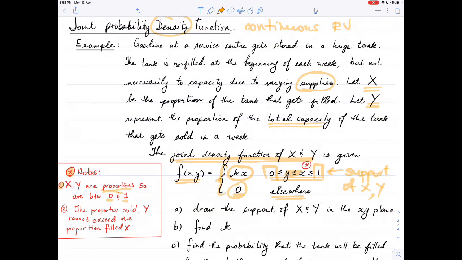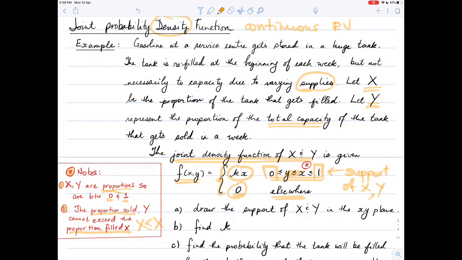Why is y less than or equal to x? Well, y, we'll remember, is the proportion sold, the proportion of the entire capacity sold. It can't exceed the proportion that was filled. You can't sell more than you have, and so y has to be less than or equal to x. So that makes good sense, this restriction on the values that y and x can take.